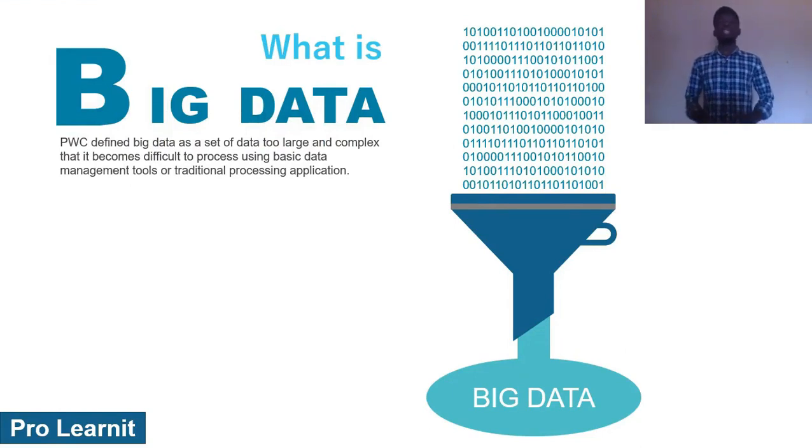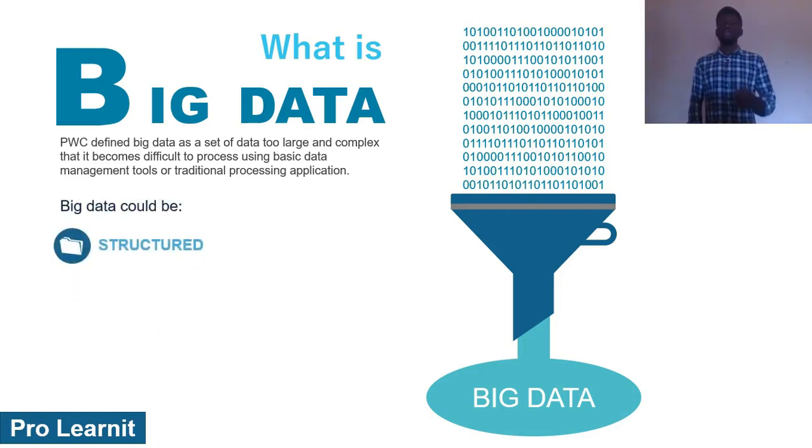According to PwC, big data is a set of data that is too big or complex and becomes too difficult to process using basic data management tools or techniques or traditional processing applications. So that's what big data really is, friends. Big data is a set of data that is too big for us to use pen and paper to analyze.